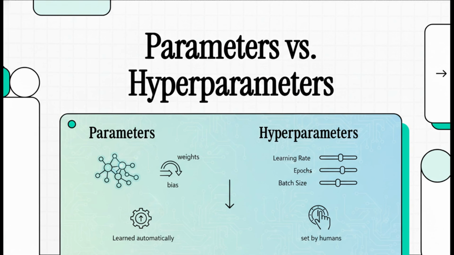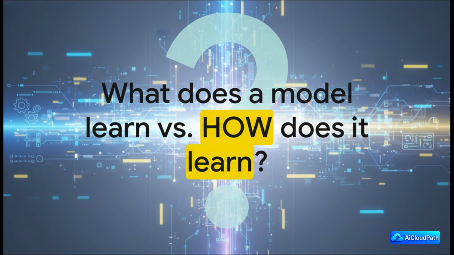Let's jump right in. To really get this, you have to ask one core question. What is the model figuring out all by itself versus how are we telling it to figure things out? The answer to that question is everything. And by the end of this, I promise you won't just see the difference. You'll get why it's so important.